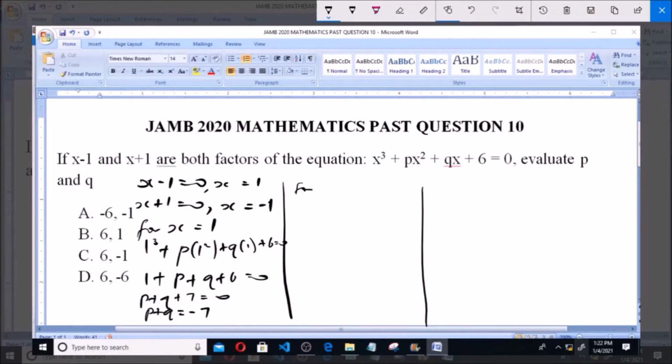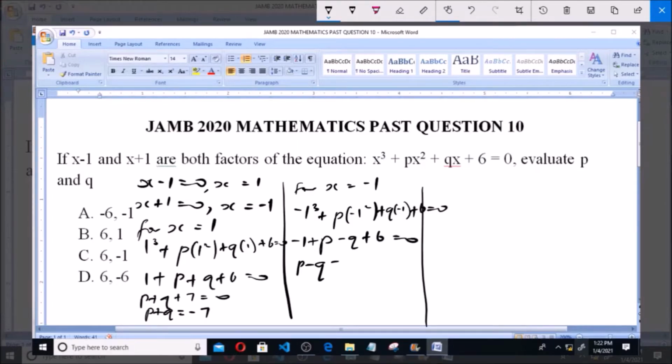Now, for x is equal to minus 1, we have minus 1 cubed plus p into minus 1 squared plus q into minus 1 plus 6 is equal to 0. Minus 1 cubed will give us minus 1, plus minus 1 squared will give us 1 times p will give us p, q times minus 1 will give us minus q, plus 6 is equal to 0. So collecting like terms, p minus q minus 1 plus 6 will give us plus 5 is equal to 0. So p minus q is equal to minus 5. Now let's call this equation 1 and call this equation 2.